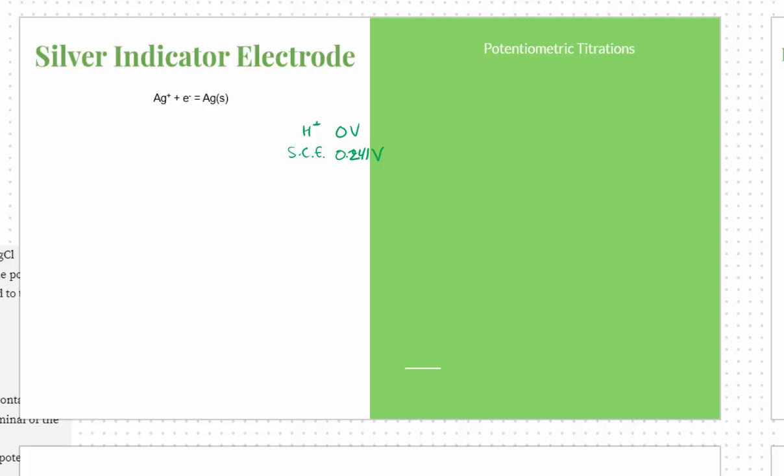So some of those indicator electrodes are double junction reference electrodes. They're liquid electrodes. Some of them are solid state electrodes. And we'll get into a little bit of that here in a minute.